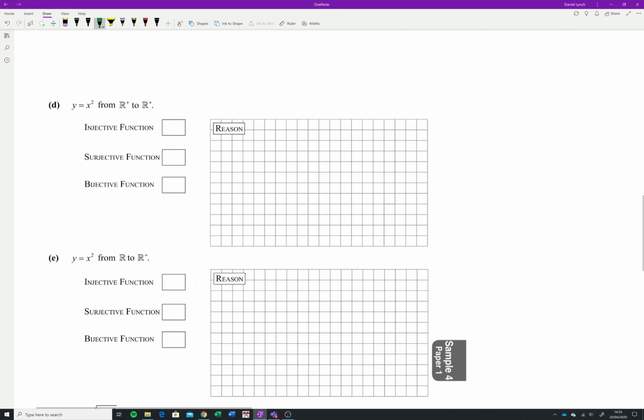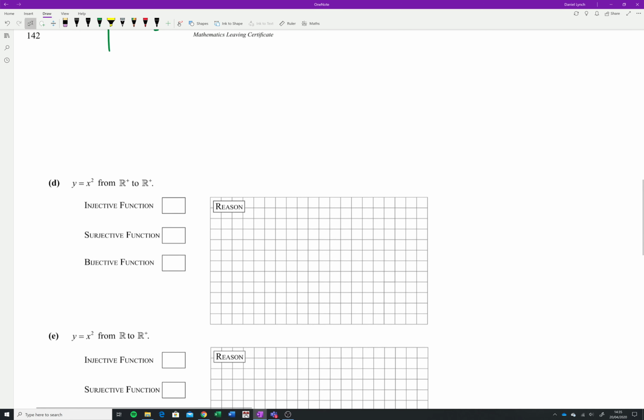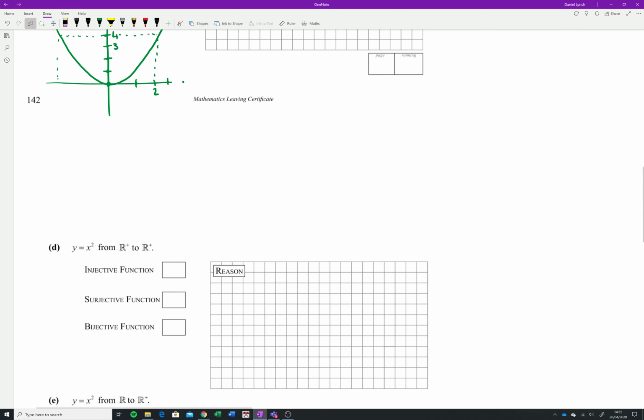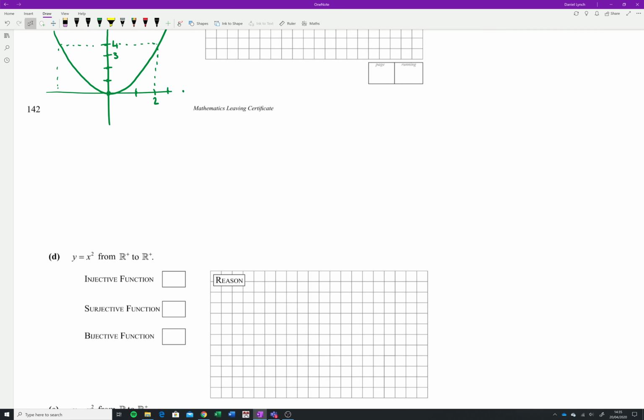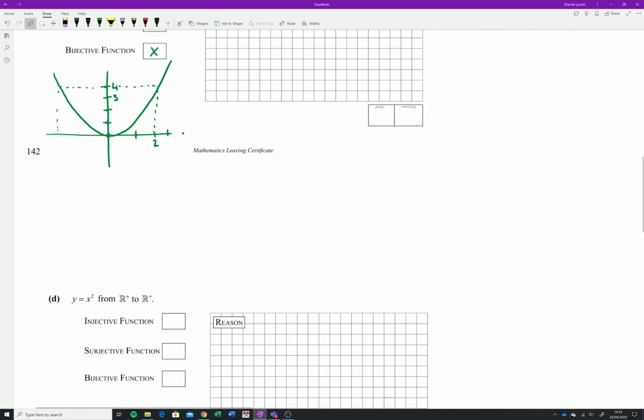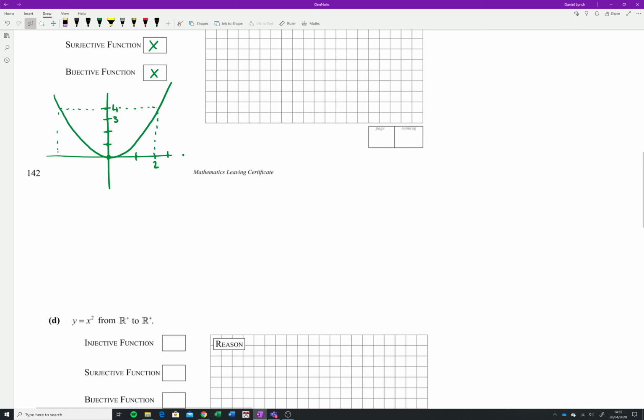Okay, hold on now. They've just changed it up again, so the same one. You can tell that I haven't prepped this because I'm surprised at what's coming along. So now what they're doing is they're looking from positive reals to positive reals.